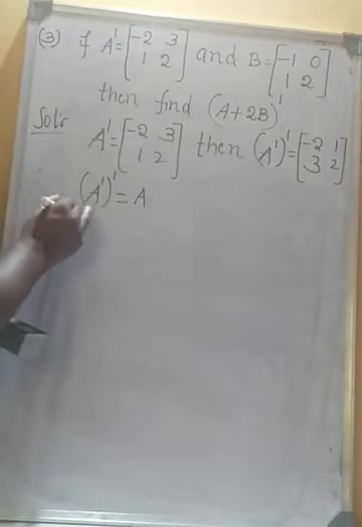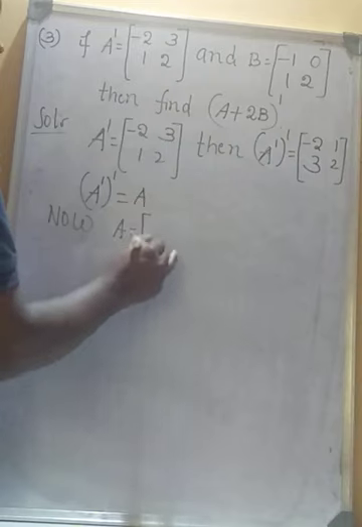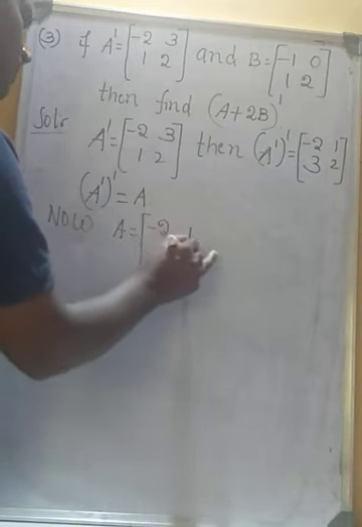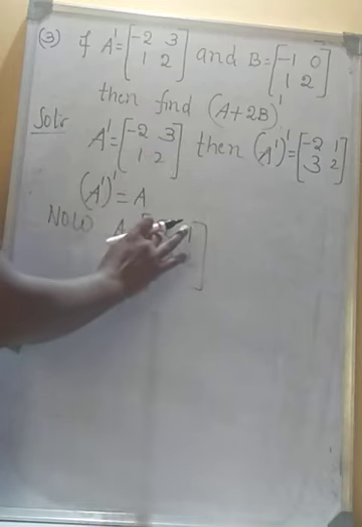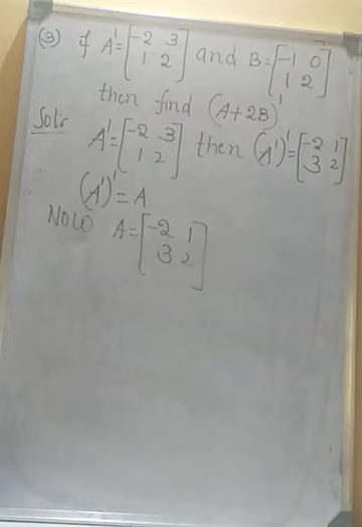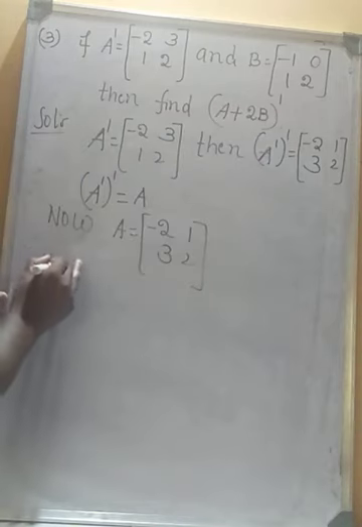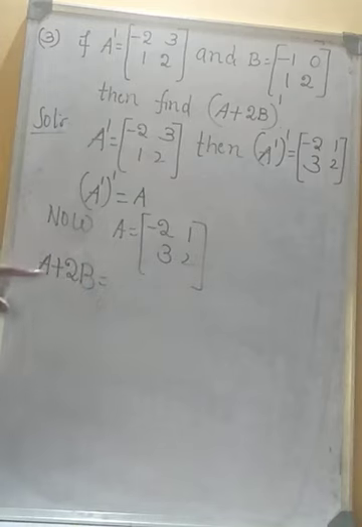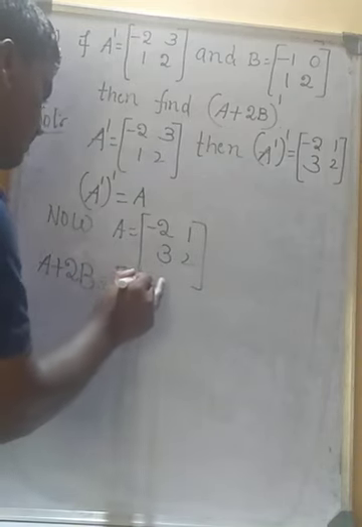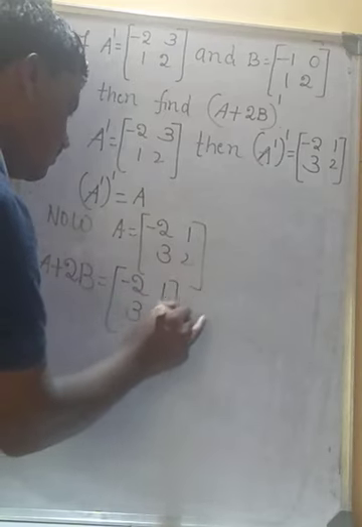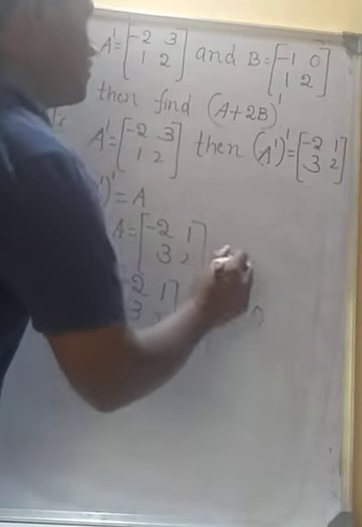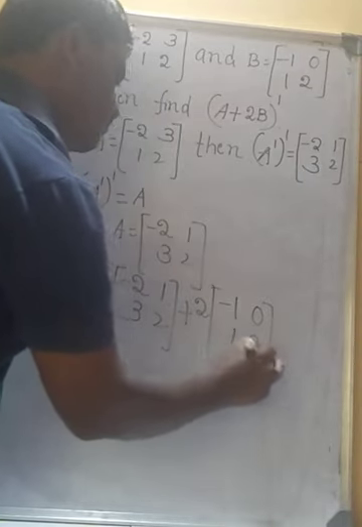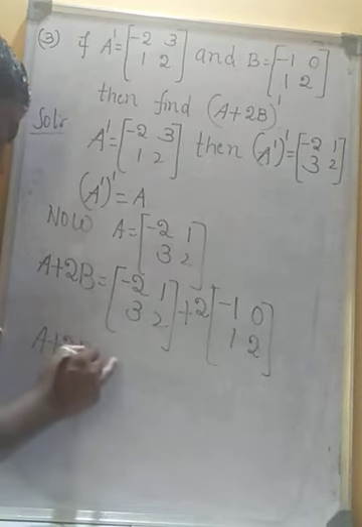So now matrix A's elements become -2, 1, 3, 2. If A dash is -2, 3, 1, 2, then A becomes -2, 1, 3, 2. So write the A matrix. Now consider A plus 2B. Matrix A elements -2, 1, 3, 2 plus 2 times the B matrix elements -1, 0, 1, 2.